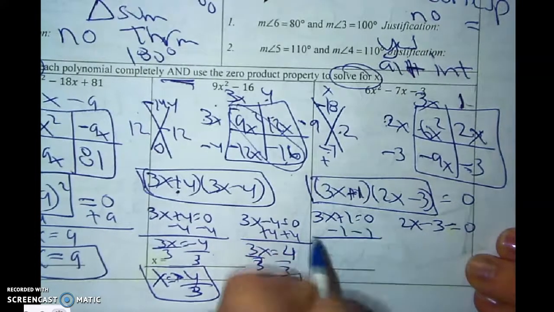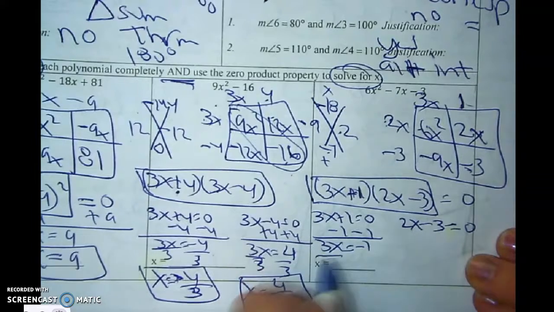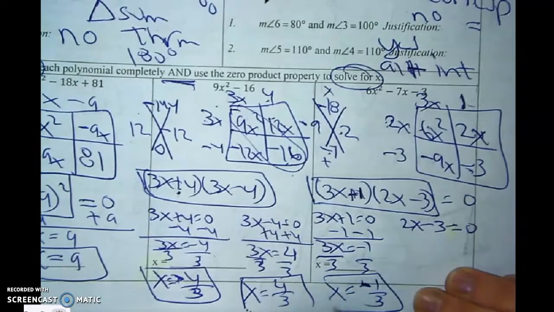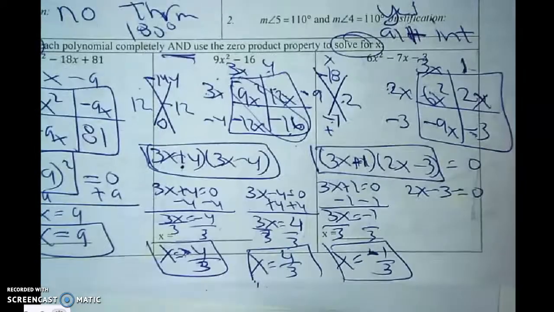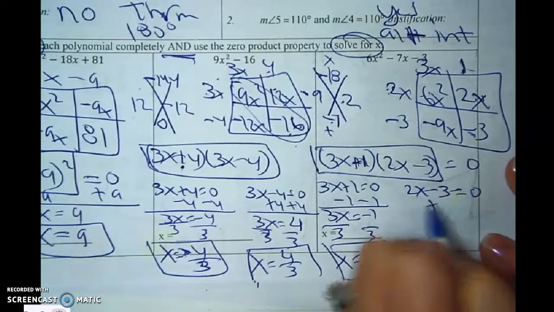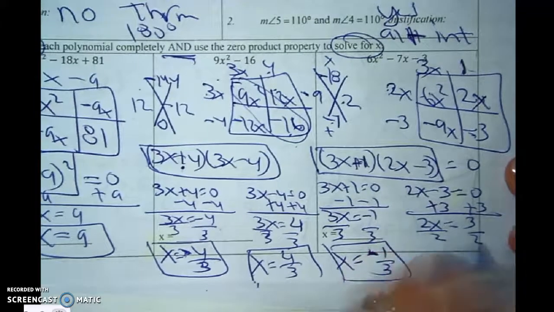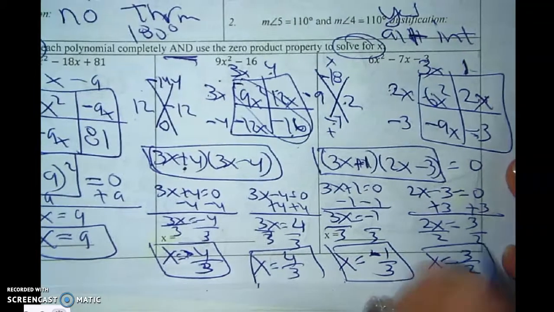Minus 1, 3x equals negative 1, divided by 3. Be careful because I'm worried if you go too fast, one of the distractors would be positive 1/3. Another distractor would be positive 3 or negative 3. So just take the couple seconds that it takes to make sure that you have the right answer.